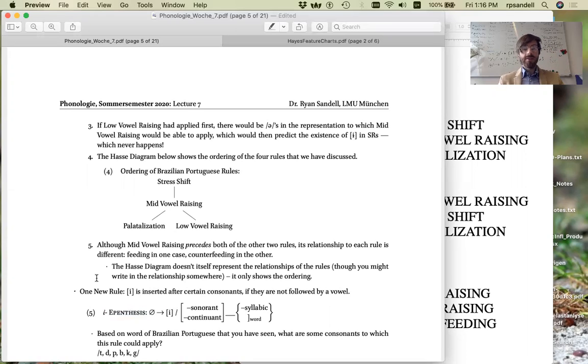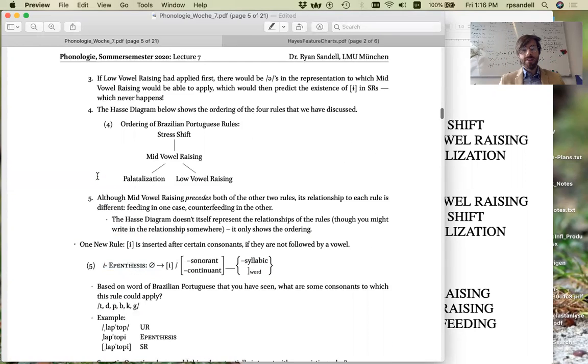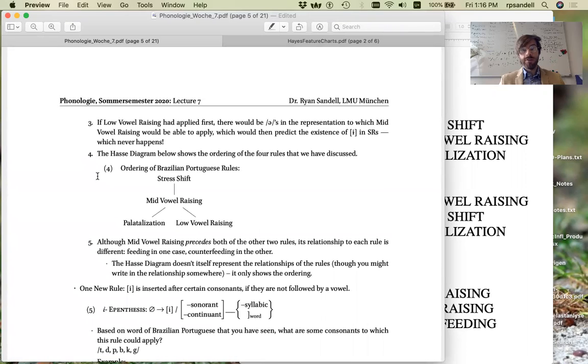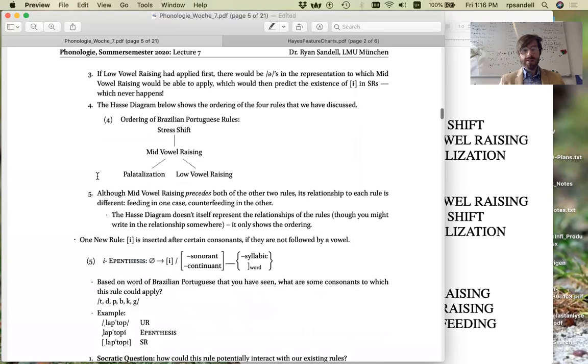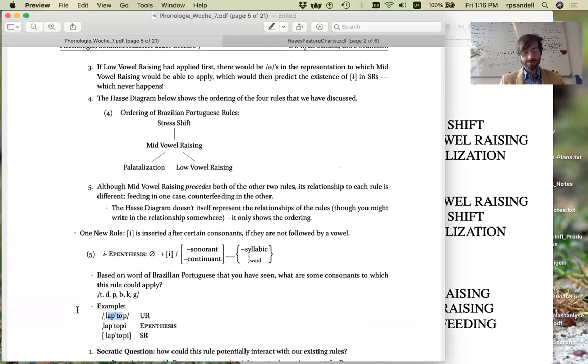So based on what sounds we've seen in Brazilian Portuguese, we think about where this might apply. So what are non-sonorant non-continuant sounds in the language? Those are going to be, of course, the stops. And there are of course affricates on the surface in Brazilian Portuguese, but they aren't there underlyingly. They are only derived through palatalization. So let's see an example in which this rule applies. The word for laptop, a laptop computer, has stress on the second syllable in Brazilian Portuguese.